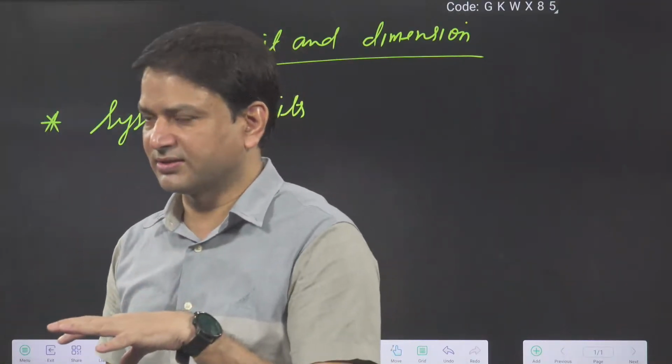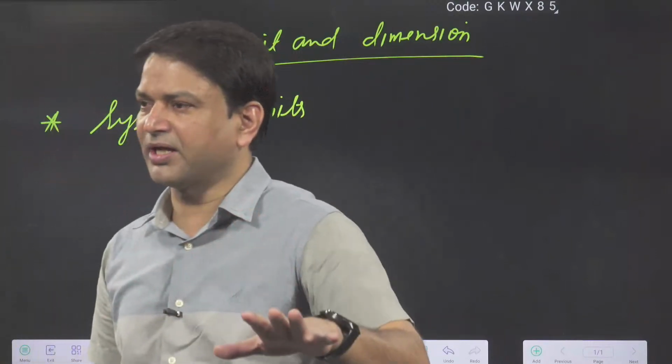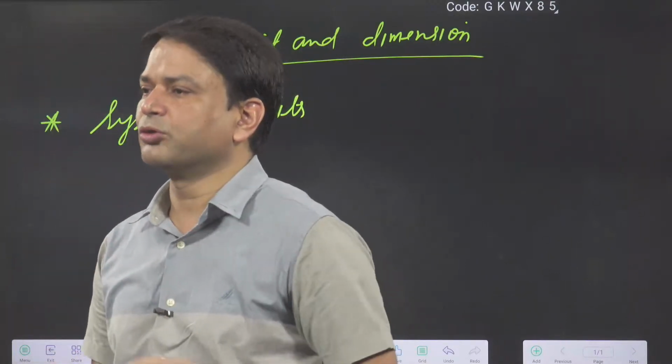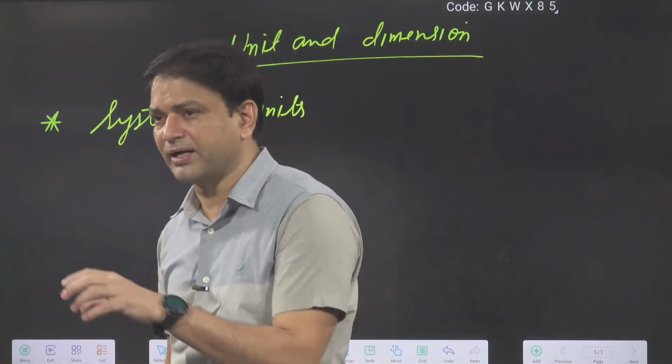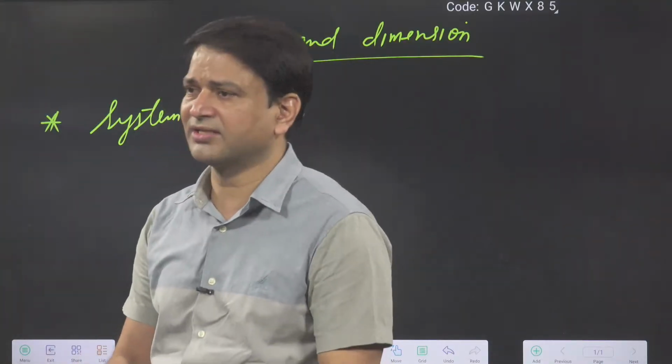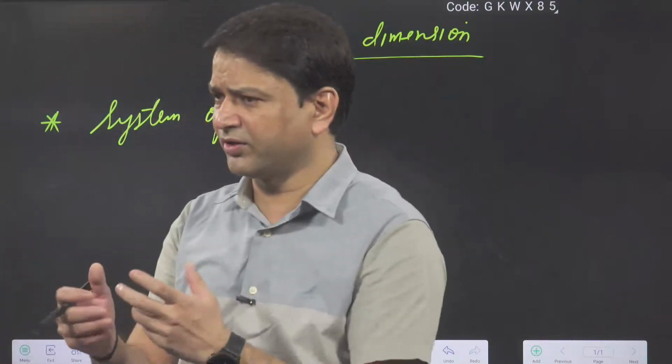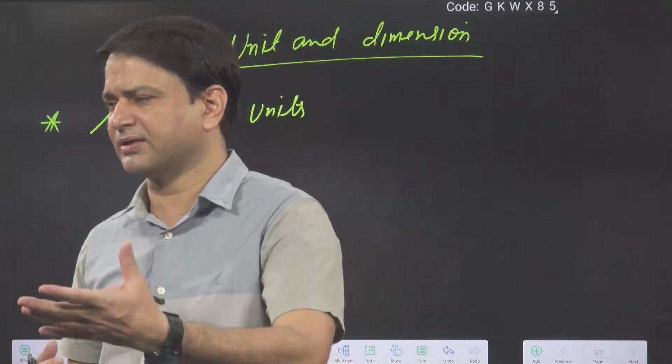The second one is CGS. CGS is centimeter, gram, second. So the length unit is the centimeter, the mass unit is the gram, and the time unit is the second. That is CGS. Okay. So mainly we are dealing with these two systems of units, MKS and CGS.